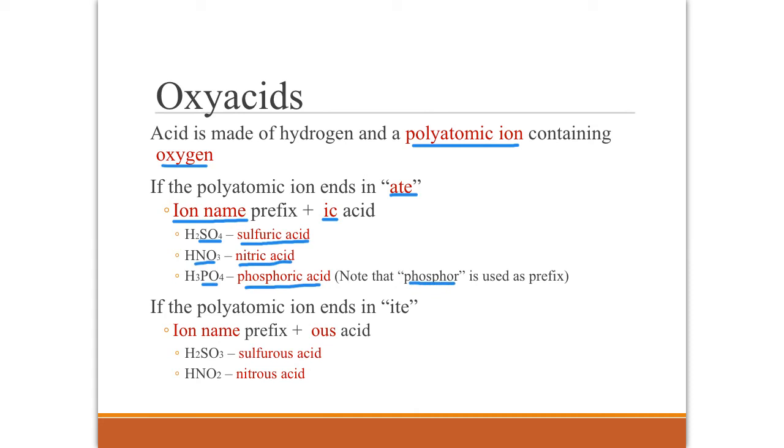If that polyatomic ion ends in ite, then you use the prefix for the ion plus ous to talk about the type of acid. So instead of SO4, if you had H2SO3, SO3 is the sulfite ion, and so this makes sulfurous acid, not sulfuric. So paying attention to the endings on the polyatomic ions is pretty important. Similarly, HNO2, NO2 is nitrite, so this makes nitrous acid.